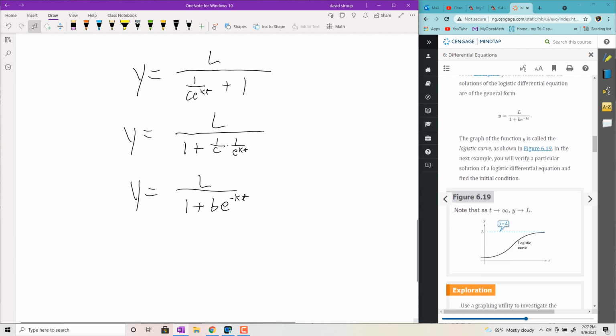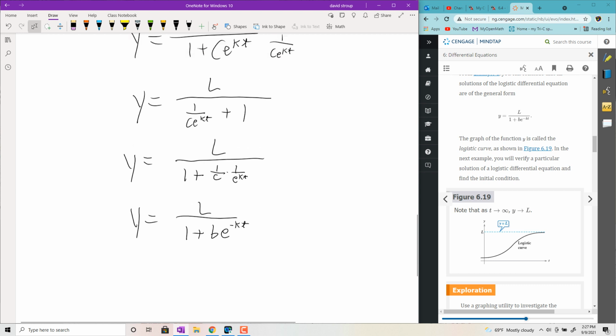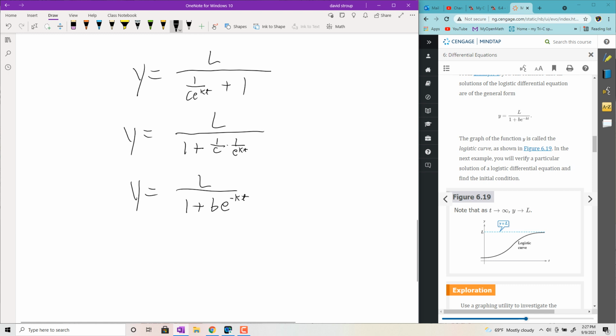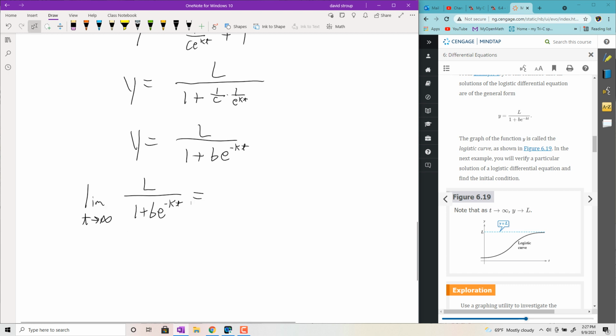And the more realistic part of it now is that as you go towards infinity, the population isn't going to grow exponentially. So if you take a look at the limit as t goes to infinity of L all over 1 plus B e to the negative kt, the limit of this thing is the limit of all the individual pieces, right? So the limit of the constant is just a constant. So the limit of L up top is just L. The limit of 1 is just 1. And then you're worried about the limit of B e to the negative kt. You could rewrite that as the limit of B all over e to the positive kt.